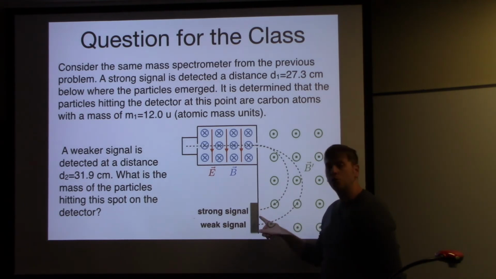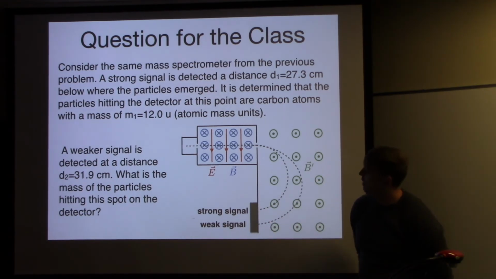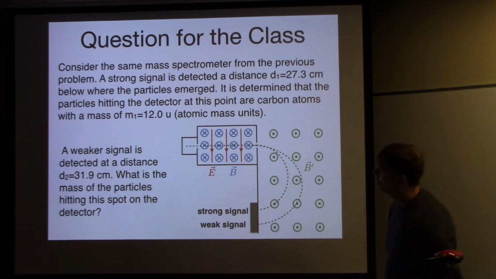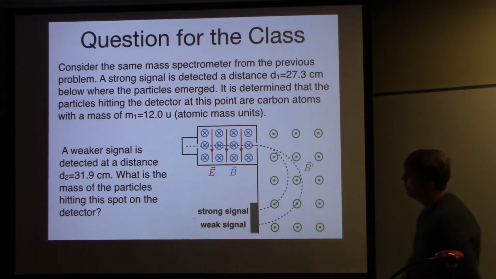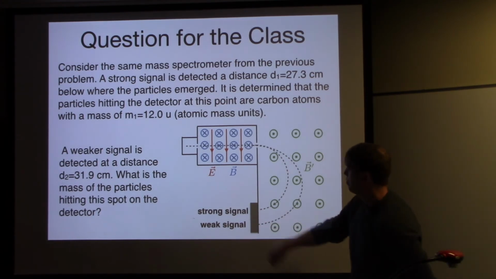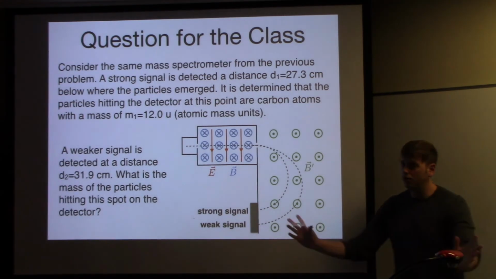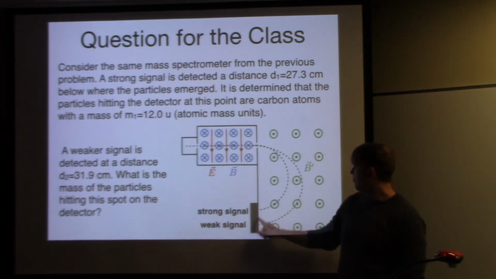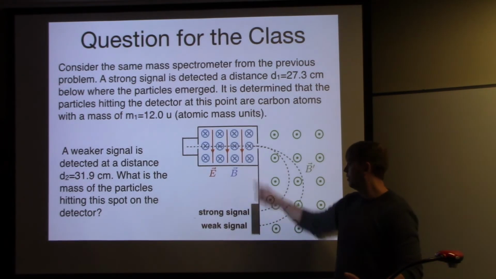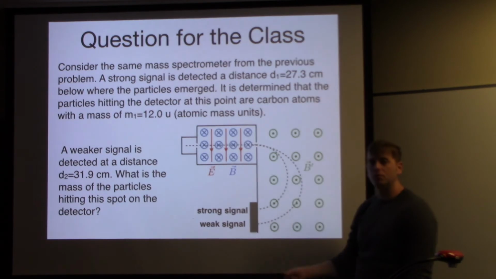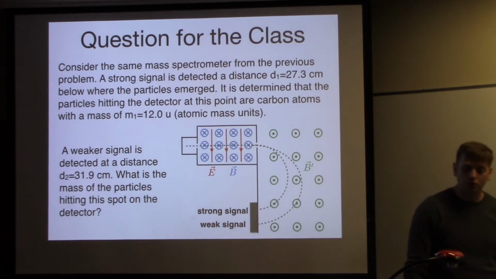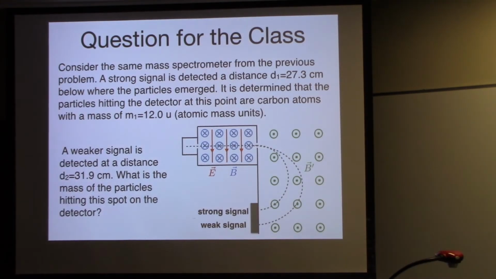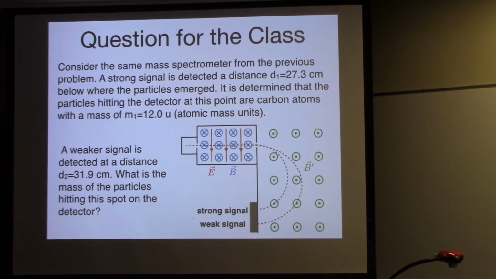Now let's say that we don't just see that one signal. We see also a weaker signal at a different position, which is 31.9 centimeters down here. So let's figure out what is the mass of these particles that are hitting this spot. Now we know intuitively that they're going to be more massive than before, because if the circle is bigger than before, it implies the particles are more massive. But exactly how much, let's figure that out.